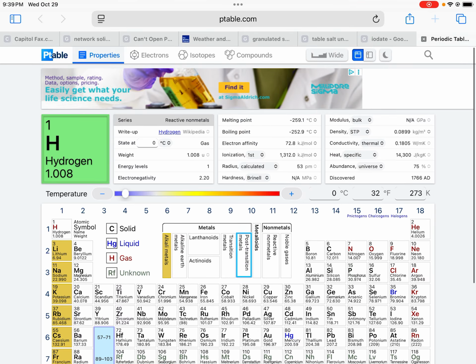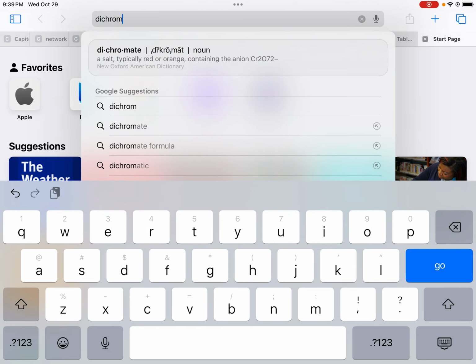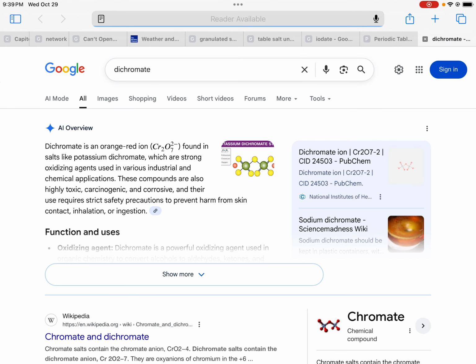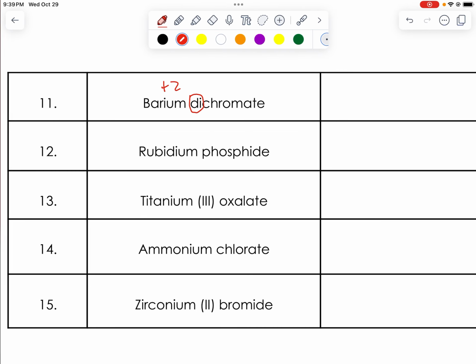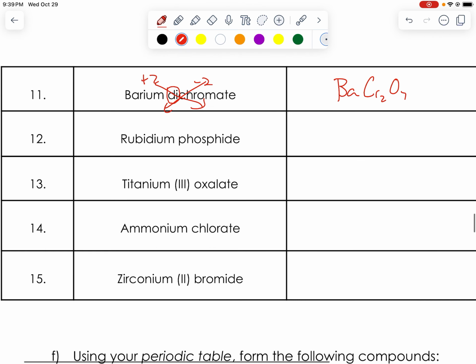Oh, let's look. Dichromate. Dichromate is Cr2O7 minus 2. Okay. So minus 2. So it's plus 2 minus 2. So we don't have to add any subscripts. BaCr2O7. Again, I don't really have to crisscross them because they're the same charge. You're going to end up canceling them out or simplifying them out anyways. So we just go with that.